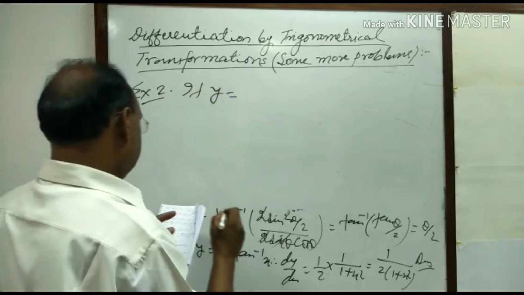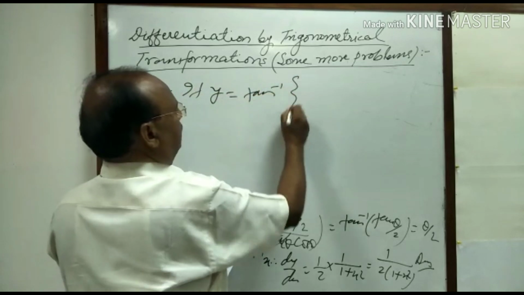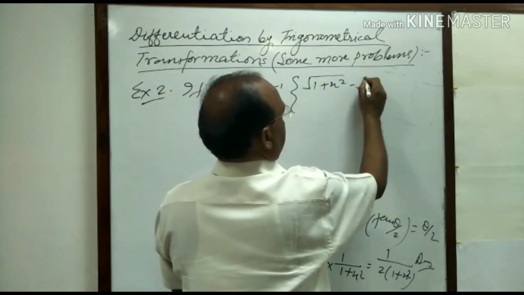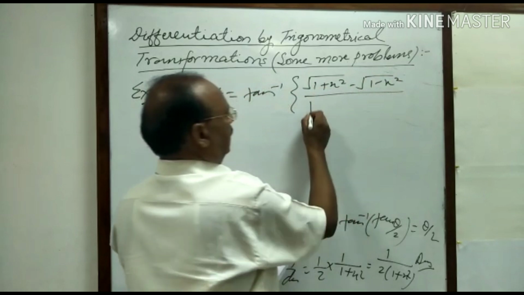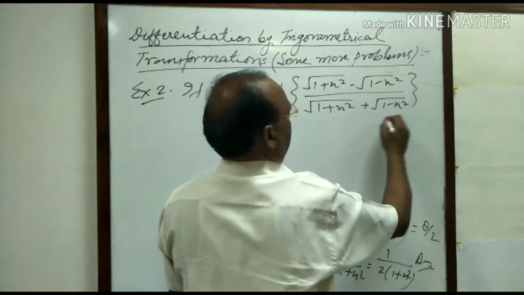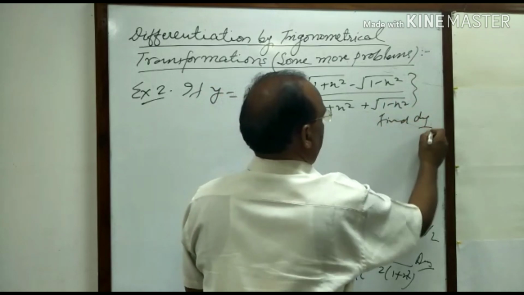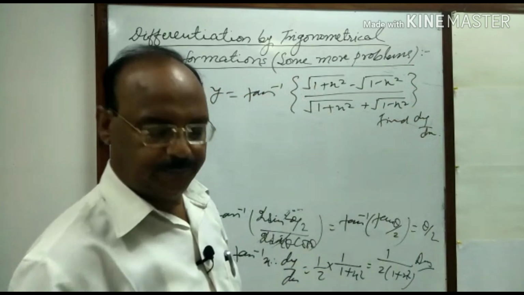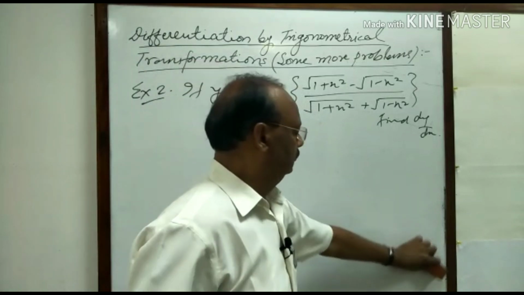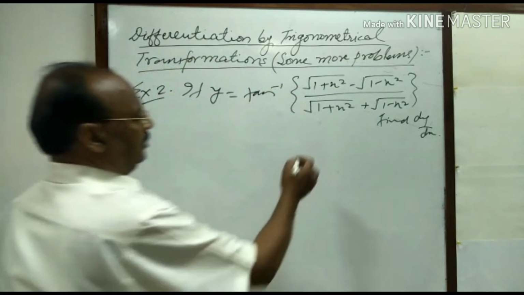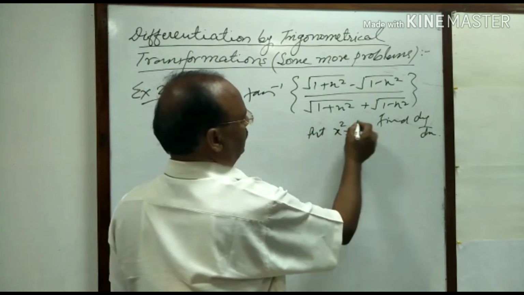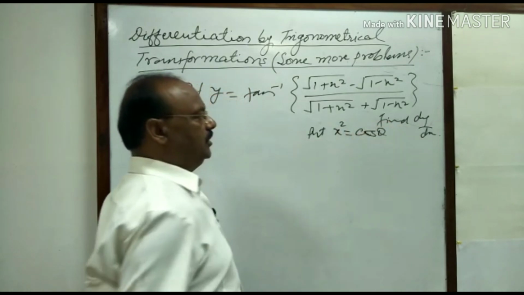If y is equal to tan inverse root over 1 plus x square minus root over 1 minus x square upon root over 1 plus x square plus root over 1 minus x square, find the derivative of y with respect to x. Here we will put x square is equal to cos theta.